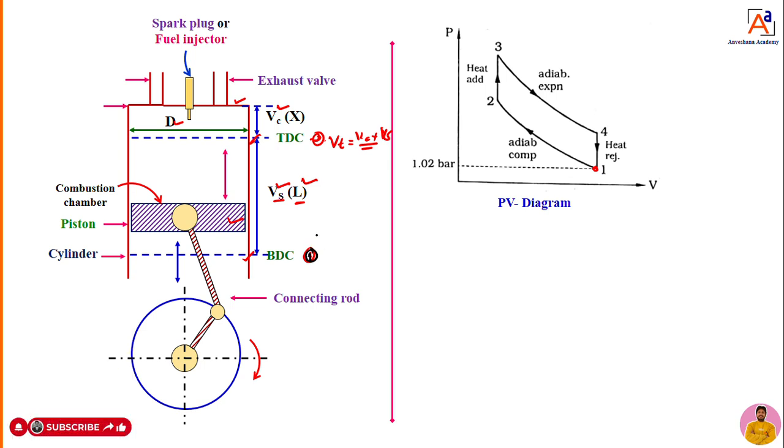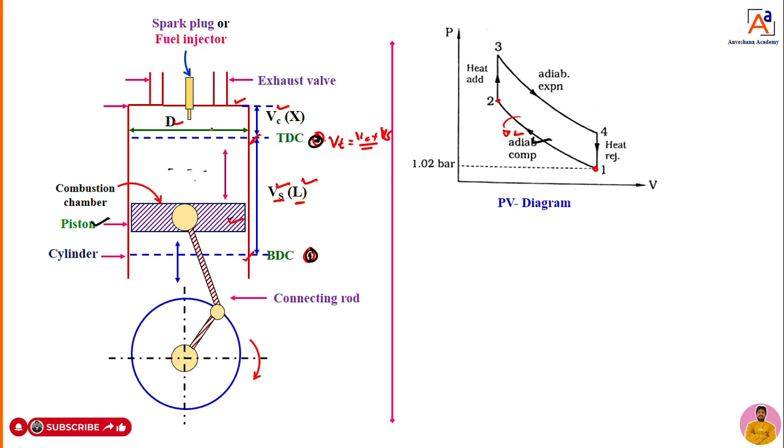Point 1 and point 2. Point 1 to 2, what happens? This is a piston, you can see here now. If the piston starts to move from BDC to TDC, then whatever air fuel mixture is there inside the cylinder will get compressed. How is it going to compress? It is going to compress without any heat transfer from the system to the surroundings or from the surroundings to the system. That is nothing but adiabatic compression. Once the piston moves from BDC to TDC, that process we can call adiabatic compression.